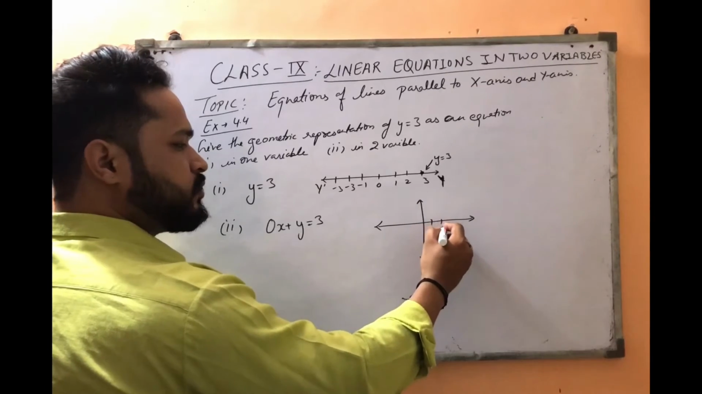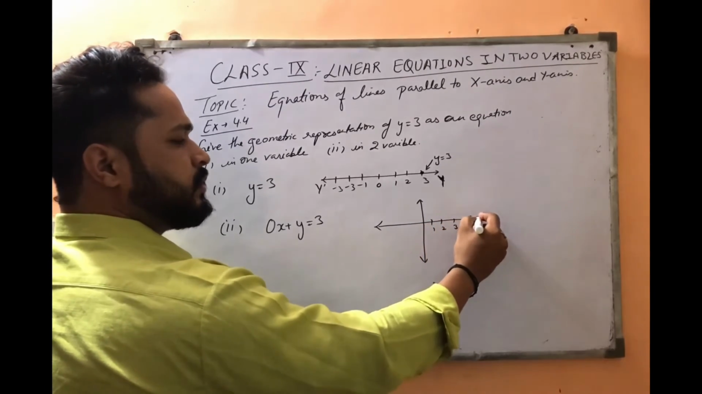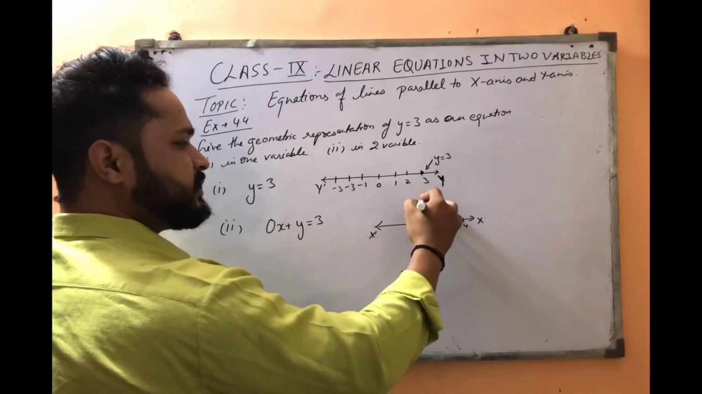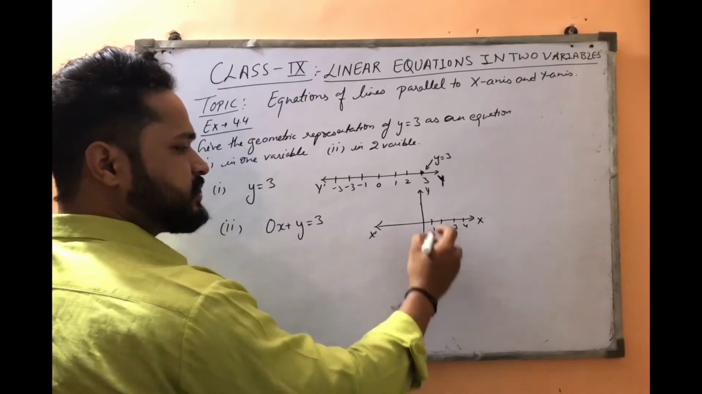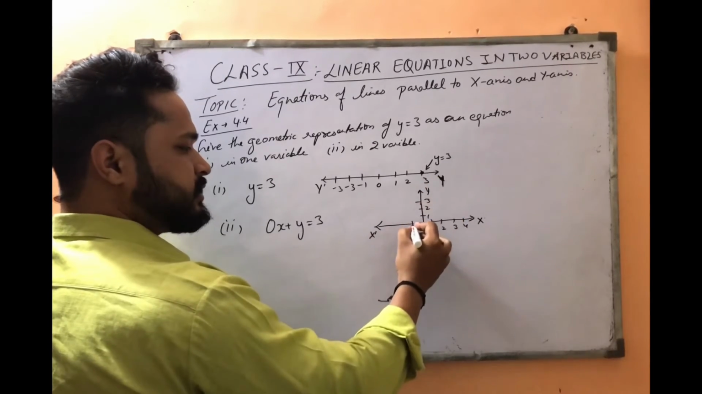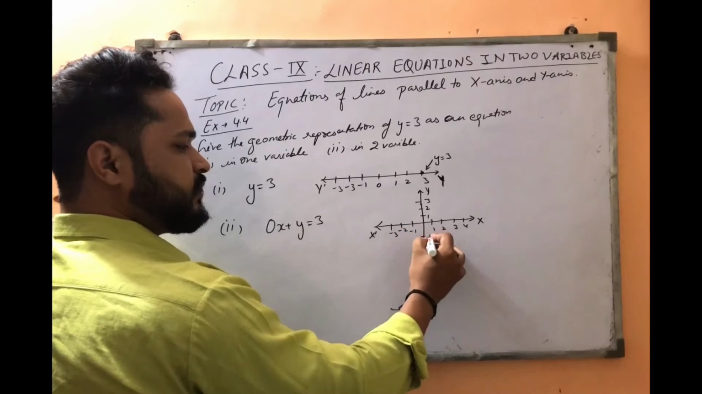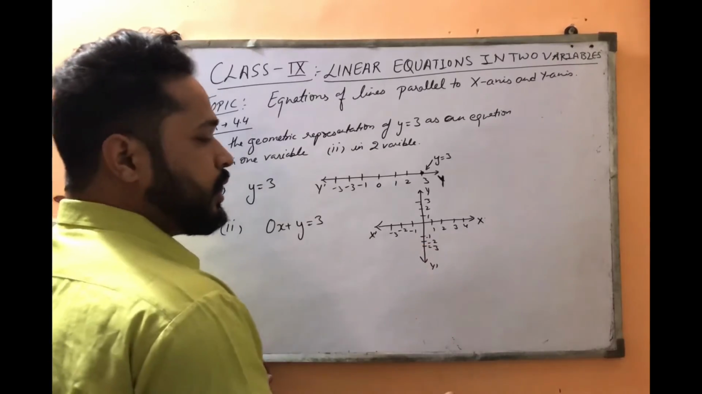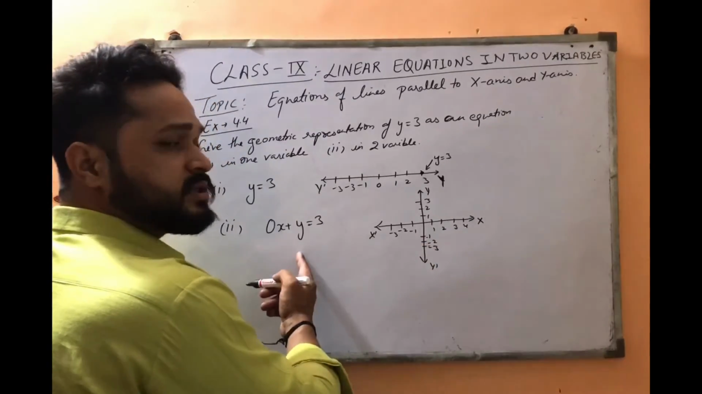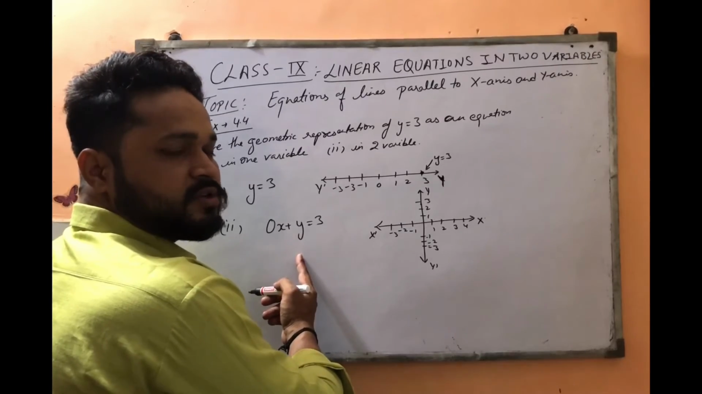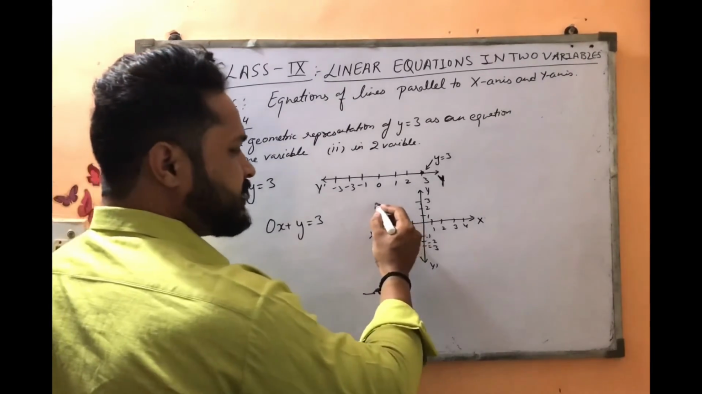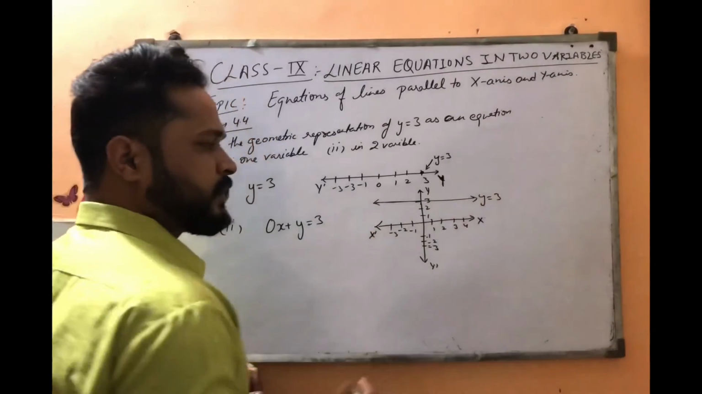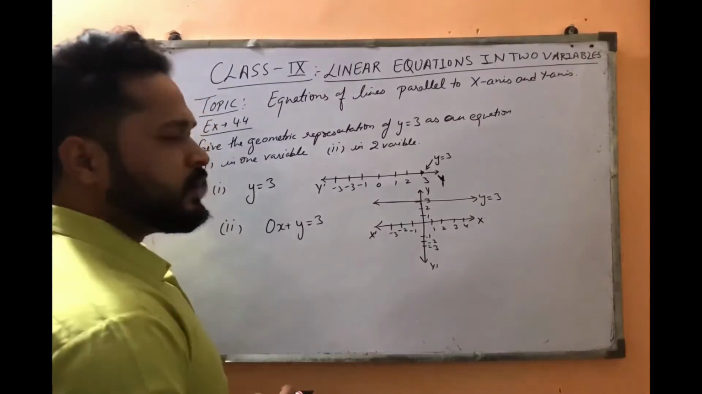This is 1, 2, 3, 4, x dash, this is x, this is y, this is y dash, this is 1, 2, 3, this is -1, -2, -3, and so on. So now, as we know that if the equation is given in terms of y, the equation is always parallel to the x-axis. That means this is y equals to 3. Okay, so this is the solution of your first question.